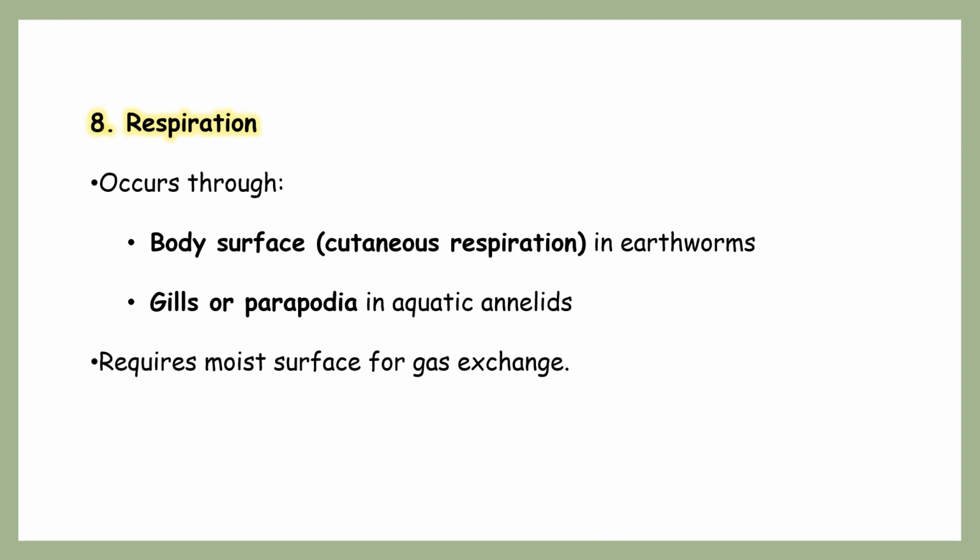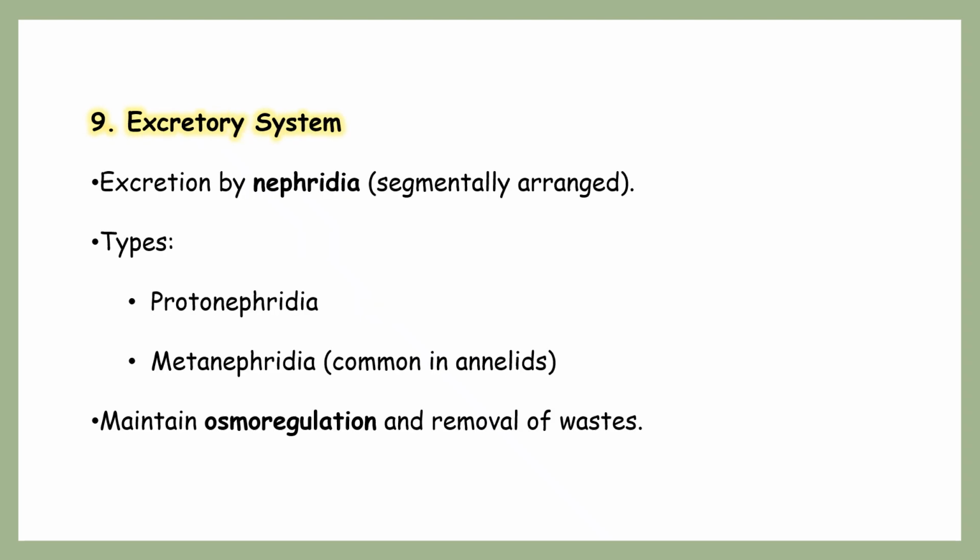Coming to respiration, respiration is actually very simple. It occurs through the body surface, mostly in earthworms. They exhibit a simple exchange of gases with the help of the body surface. That is cutaneous respiration, that is, with the help of the skin. On the other hand, aquatic annelids have gills, or it might even be the parapodia, the oar-shaped structures we have discussed. So parapodia not only act as locomotory organelles in aquatic annelids, they also help in the process of respiration.